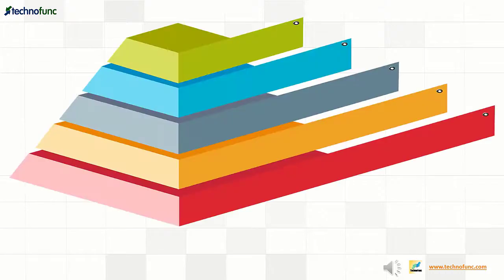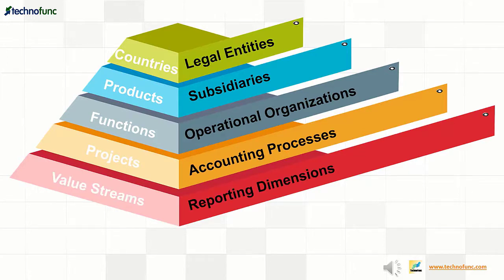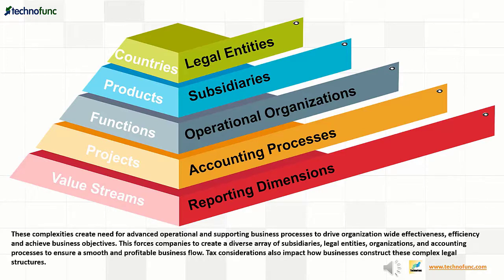These complexities create the need for advanced operational and supporting business processes to drive organization-wide effectiveness, efficiency, and achieve business objectives. This forces companies to create a diverse array of subsidiaries, legal entities, organizations, and accounting processes to ensure a smooth and profitable business flow. Tax considerations also impact how businesses construct these complex legal structures.